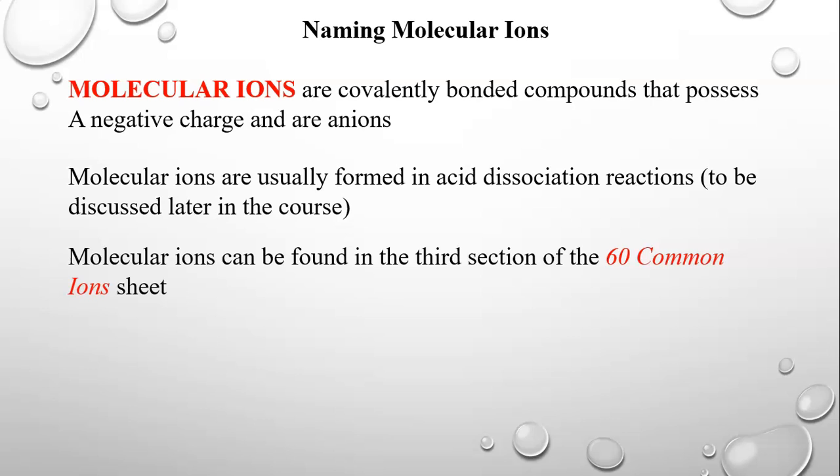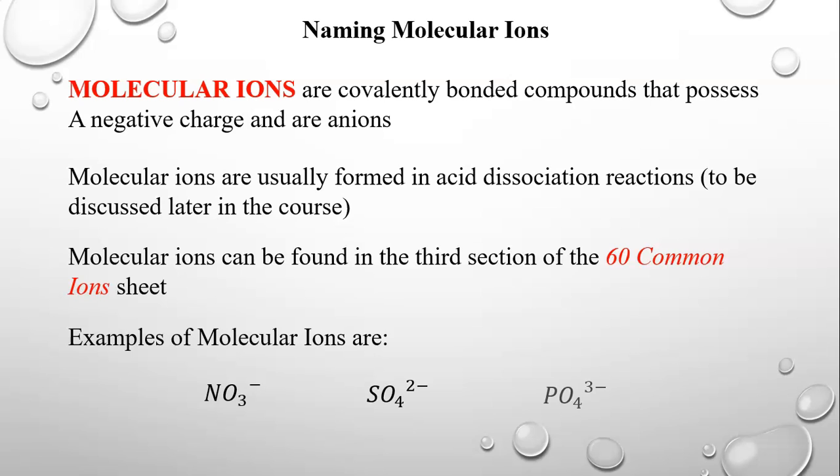Molecular ions can be found in the third section of the 60 common ions sheet. You cannot find them on the charge number by ion sheet because they're compounds. Charge number by ion sheet only shows individual elements. This is a compound. Examples of molecular ions are NO3 minus, ClO3 minus, SO4 2 minus, and PO4 3 minus.